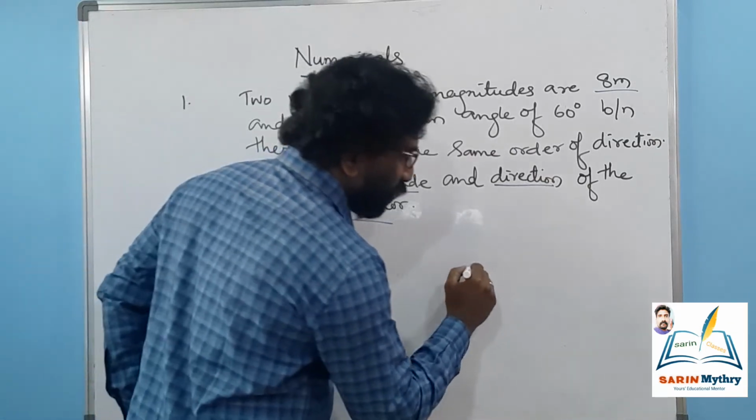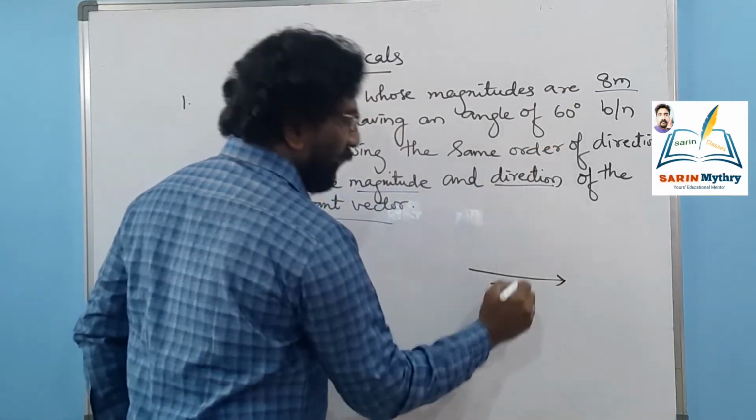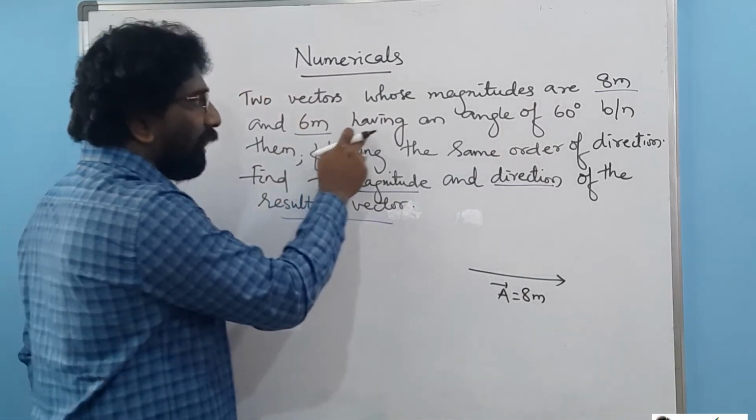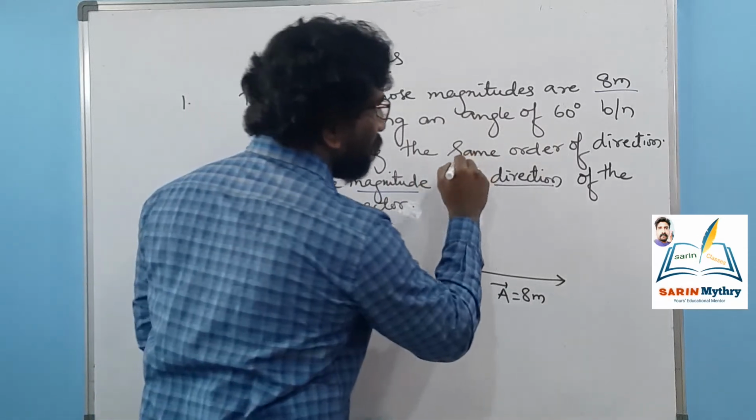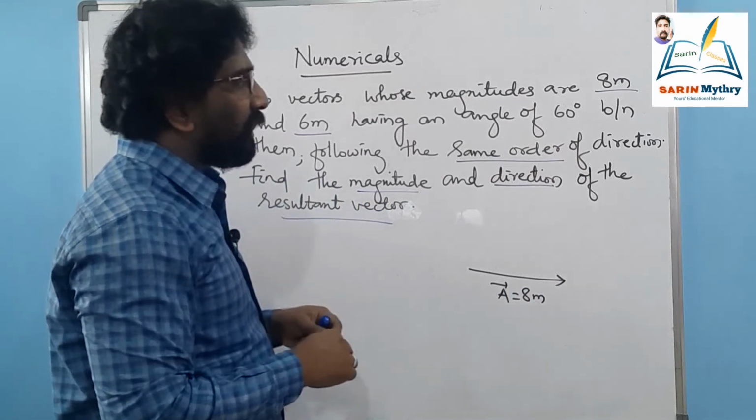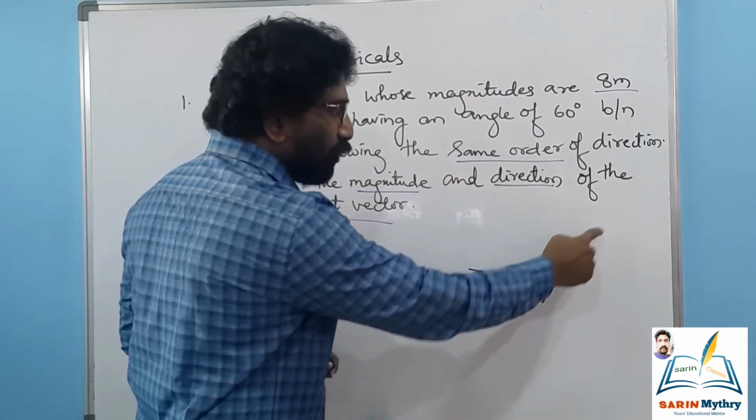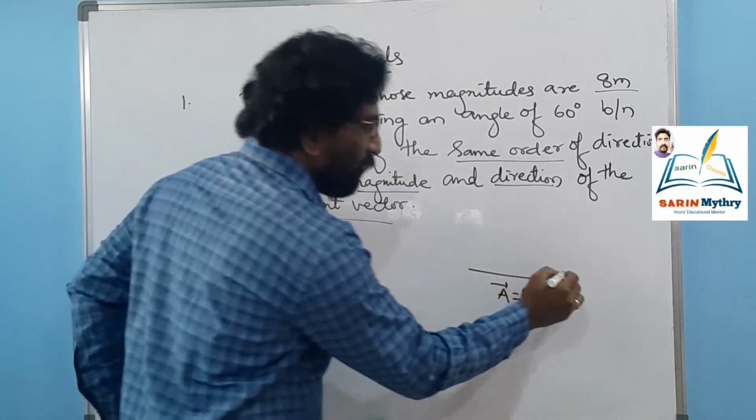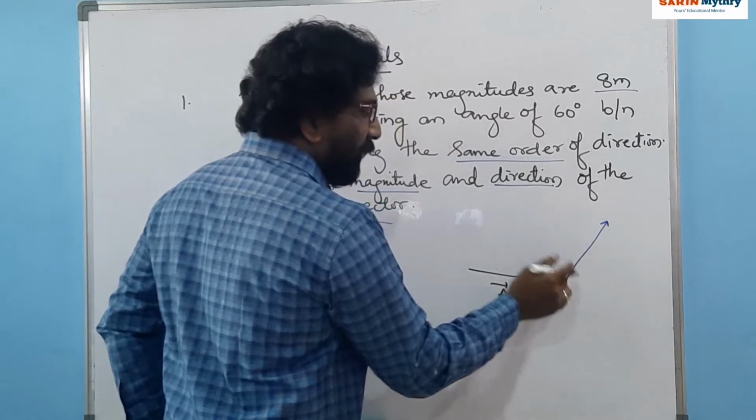So see now, for this one, let me take the first vector, vector A. The vector A is given as what? 8 meters. Vector B is at an angle of 60 degrees, and it is also mentioned that vector B and vector A are in the same order. If it is in the same order, as I told while dealing with the triangular law of vectors, if two vectors are in the same order, the second vector's tail should be connected to the head of the first vector. So what is your second vector? B vector. The tail of the second vector should be connected to the head of the first vector.